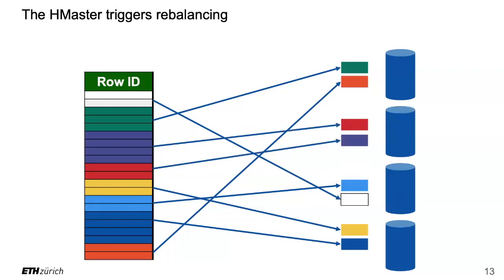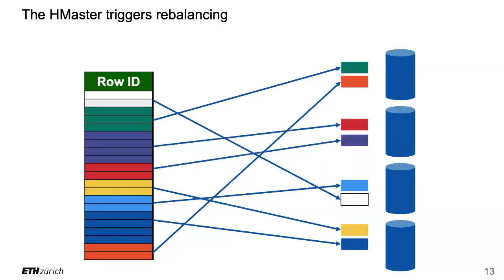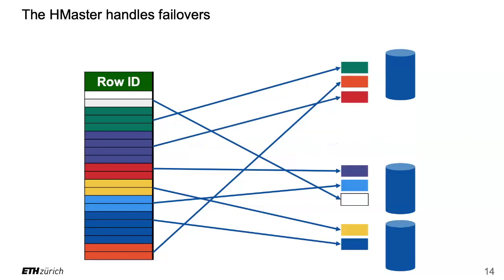What if we lose one of the region servers? That can happen. Then we just reassign the regions. Why don't we care about the data? Because it's replicated in HDFS, right? So even if some of the replicas were all on the second machine, they are still somewhere else, right? The worst case, we read them over the network.